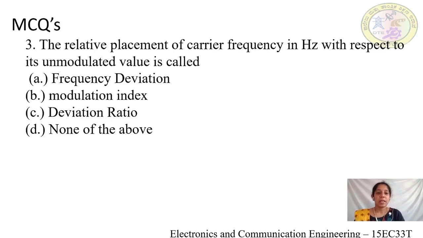Next, the relative displacement of carrier frequency in hertz with respect to its unmodulated value is called option A, frequency deviation, option B, modulation index, option C, deviation ratio, option D, none of the above. Yes, the relative displacement of carrier frequency in hertz with respect to its unmodulated value is called frequency deviation. Option A is the correct answer.